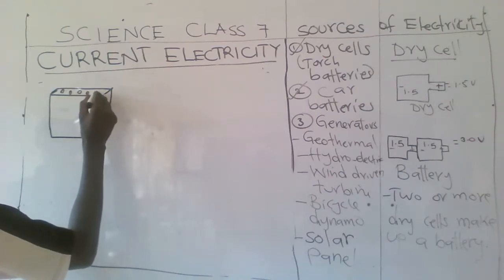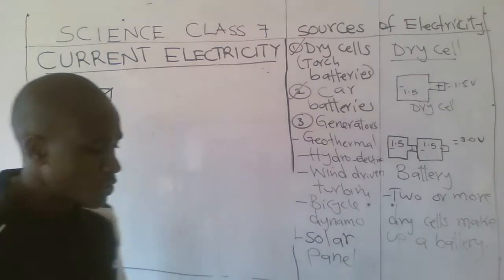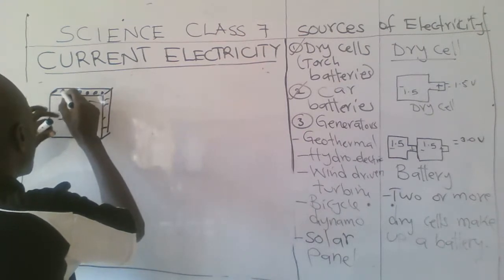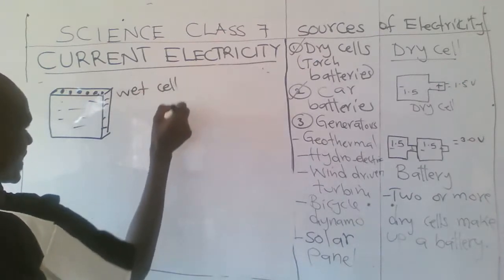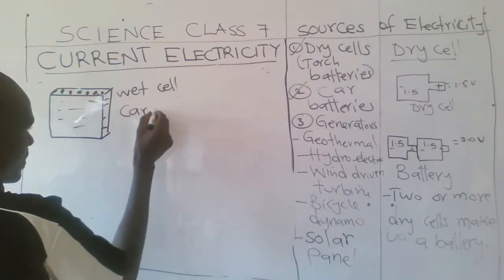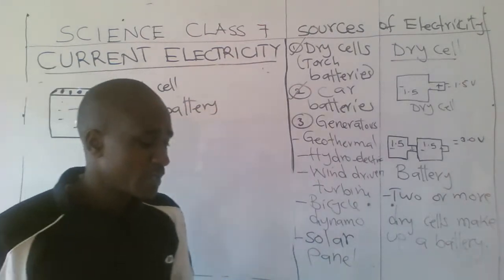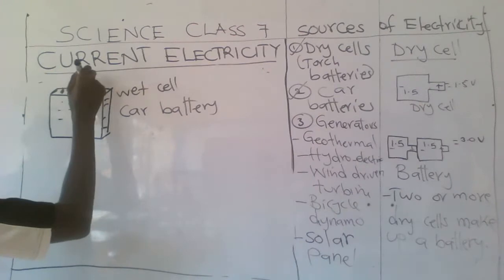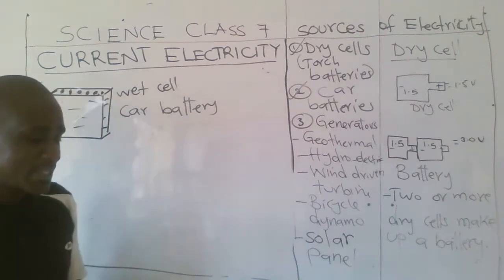Something like this way. Have you ever seen something like this one? Assuming this is our car battery. In this car battery, these terminals, I told you, most car batteries have 6 cells. But this is what we call a wet cell, which is the car battery. Car battery, and it's called a wet cell. So they also contain liquid chemicals, and with those liquid chemicals, it is able to produce electricity.